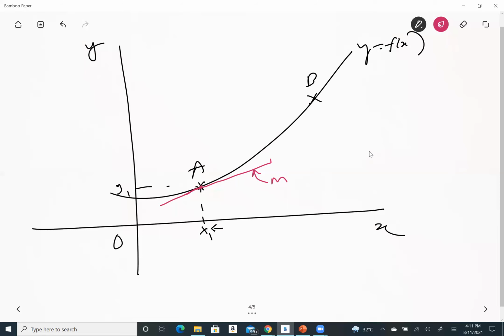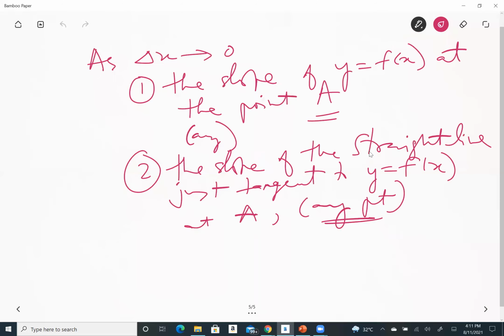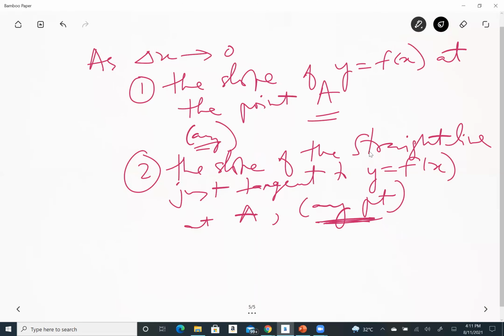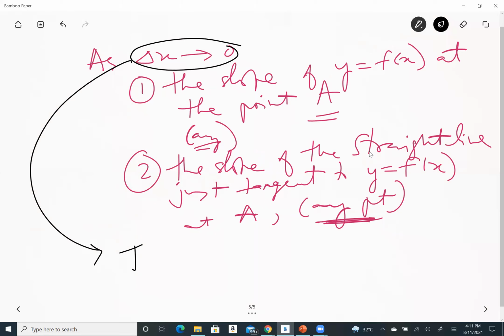So we call it slope at the point. And what is it? It's the slope of the straight line just tangent to the curve at that point. And you can generalize at any point, not just point A, it can be any point. Now, as you make the delta x smaller and smaller, then you have the derivative.